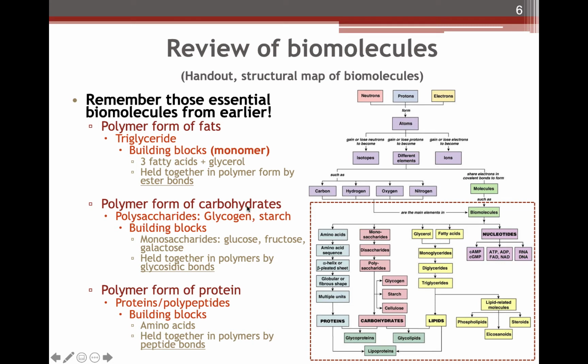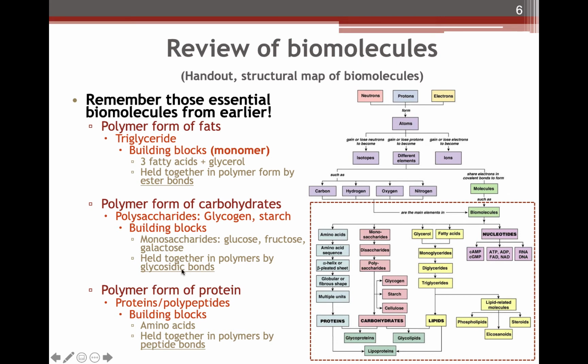Carbohydrates, their storage form is either glycogen or starch. Glycogen in animals, starch in plants. And so through the process of digestion, these huge, massive carbohydrates, these polysaccharides, need to be broken down into monosaccharides: glucose, fructose, or galactose.